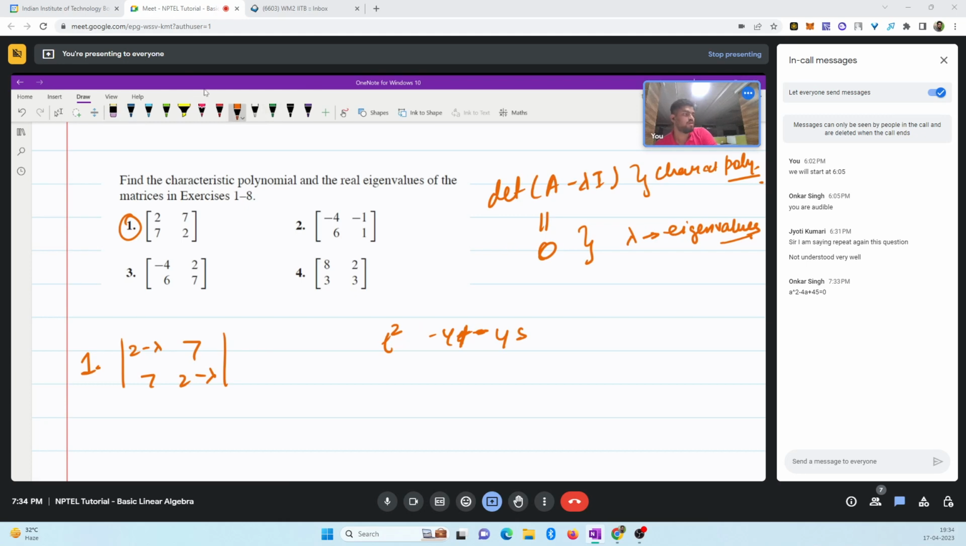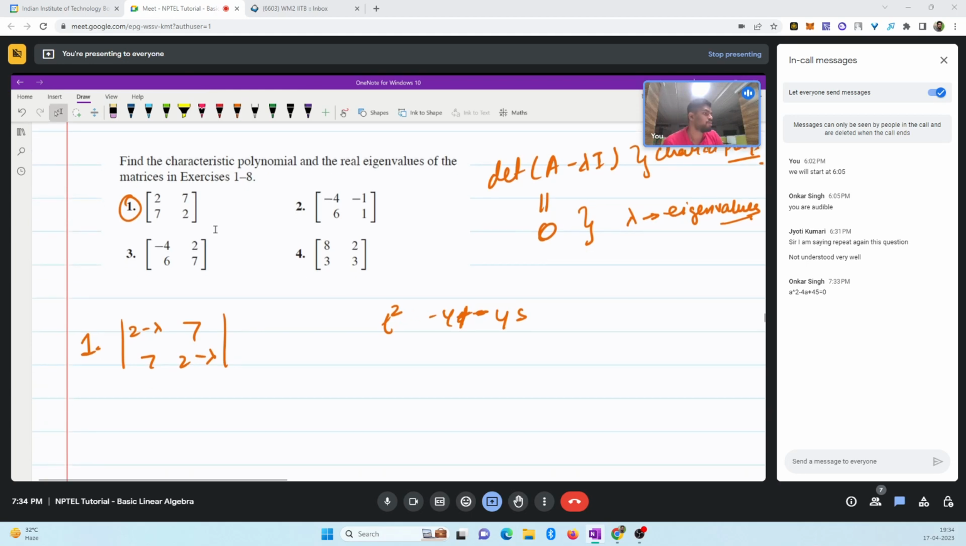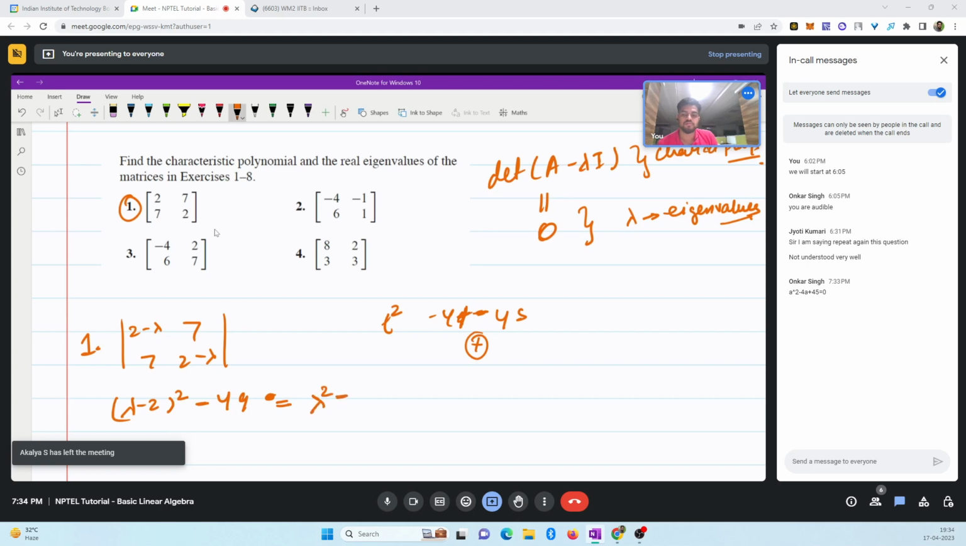I'll also solve and confirm. Omkar has also got the same answer, but he has got a plus 45 over here. Can you both cross check who is correct? I think it should be minus 45 only. Can you quickly calculate for all of them? You can calculate probably the second one and then we'll move ahead.